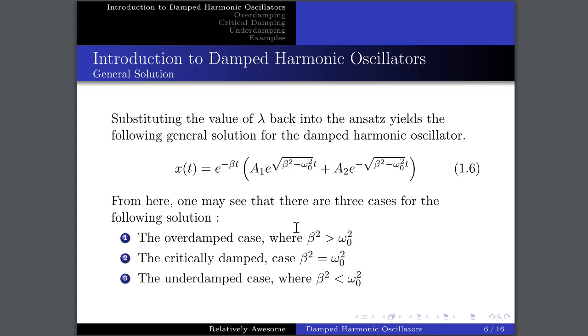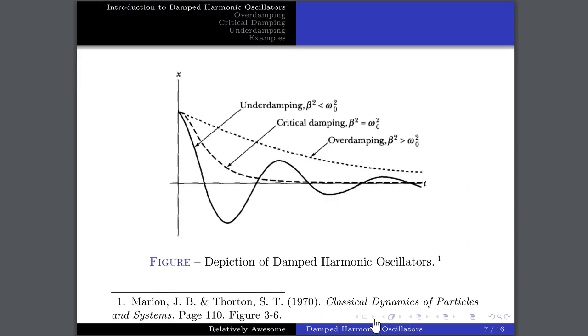Firstly, the overdamped case, where beta squared is greater than omega naught squared, the critically damped case, where beta squared is equal to omega naught squared, and the underdamped case, where beta squared is less than omega naught squared. And these three cases can be depicted on this diagram, which is obtained from the very good book, Classical Dynamics of Particles and Systems by Marion and Thornton.